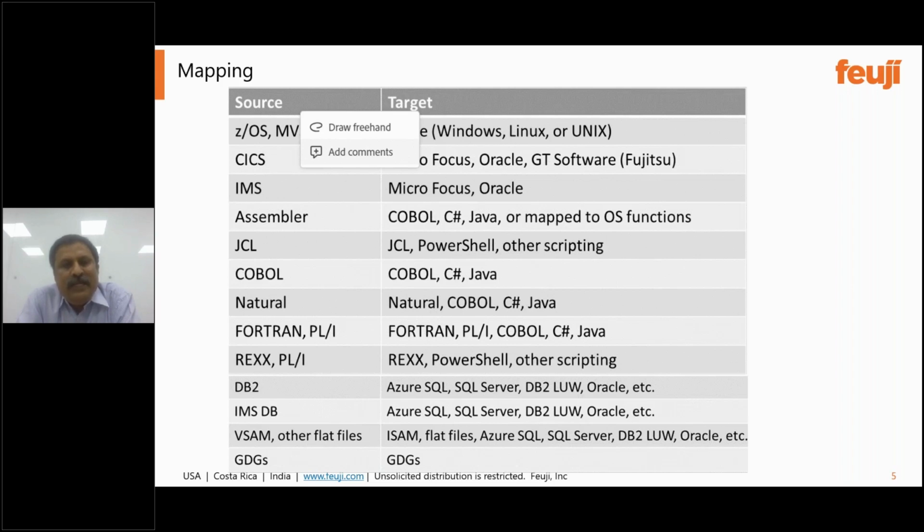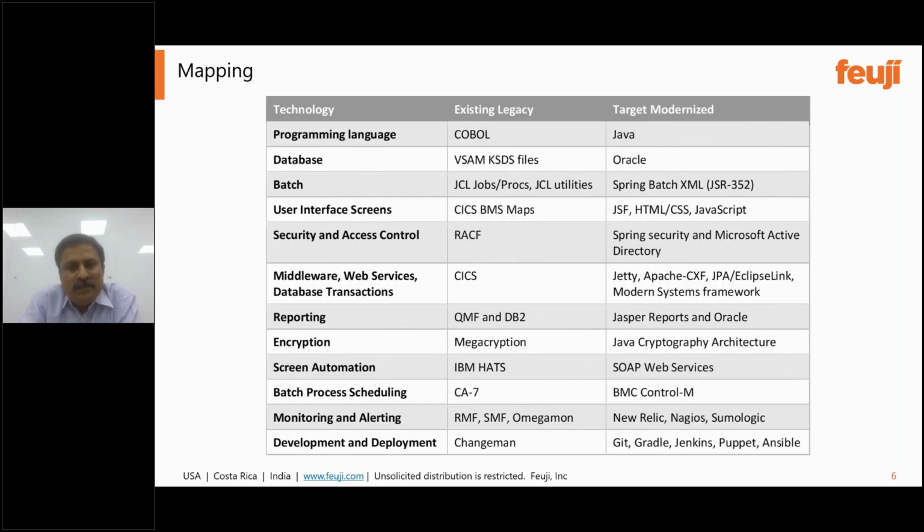So like that, if you look at it, you pretty much have an equivalent target to which mainframe legacy applications can be migrated. A sample of this was put together, just for representative purposes. Programming language, if you have to refactor or reimagine it, can always go into Java. Databases, Oracle; batch can go into Spring Batch, XML. User interface screens to JSF, HTML, and CSS. Like that, encryption we can have. They have mainframe encryption that can go into the Java Cryptography Architecture. So Git, Jenkins, Puppet can be used for the deployment. So there are many options for legacy mainframe applications that can be migrated, rehosted as is, or refactored.